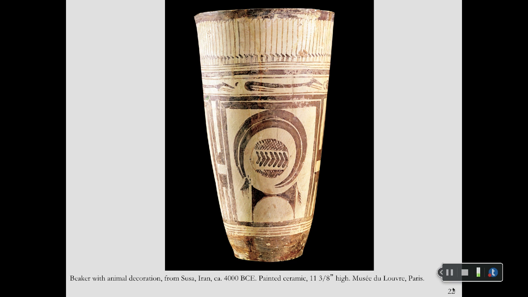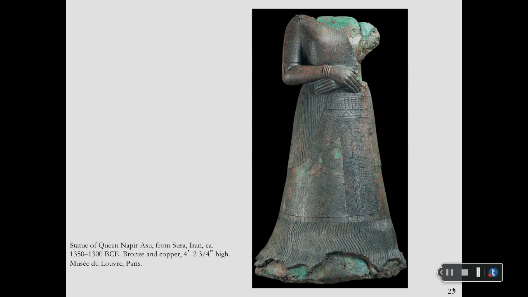The animal images on this beaker from Susa are simplified, abstracted geometric shapes. Increased naturalism is especially seen in the hands of Queen Napirasu from Susa.